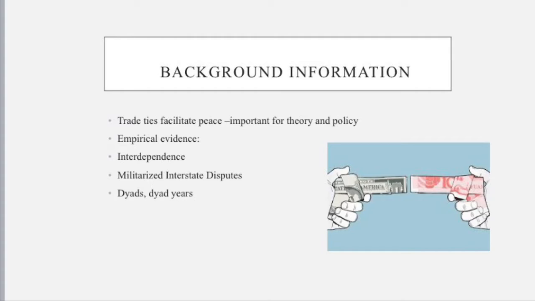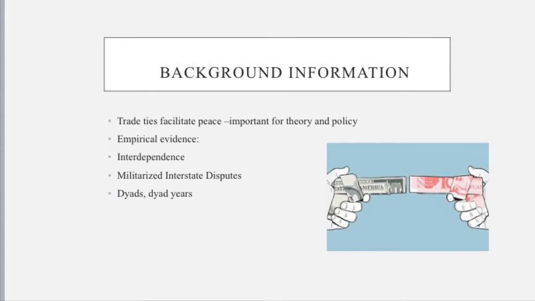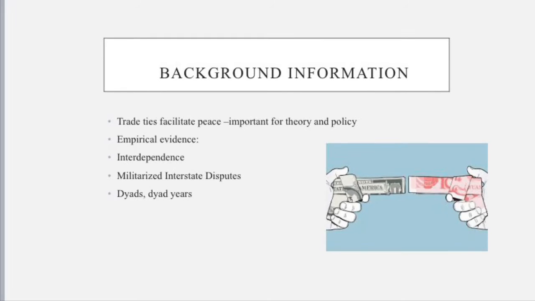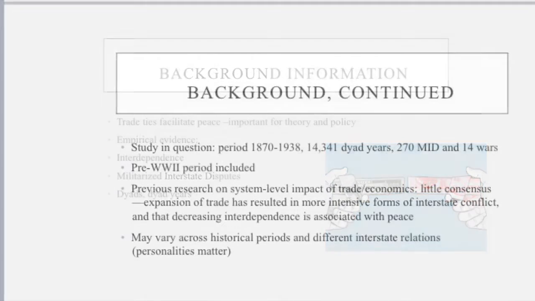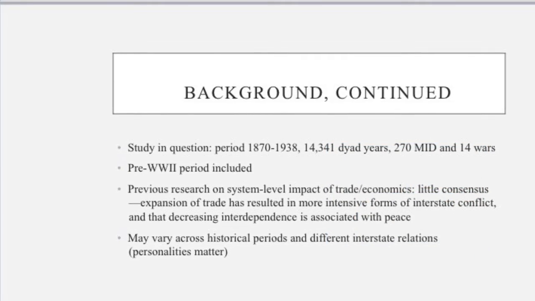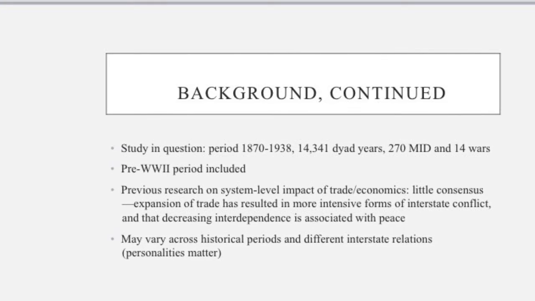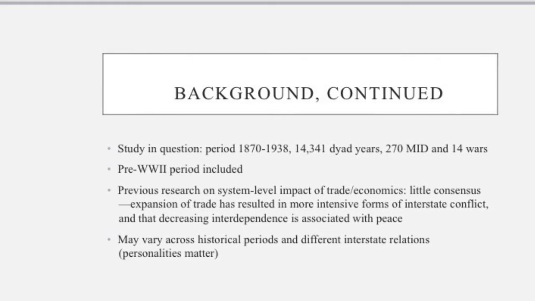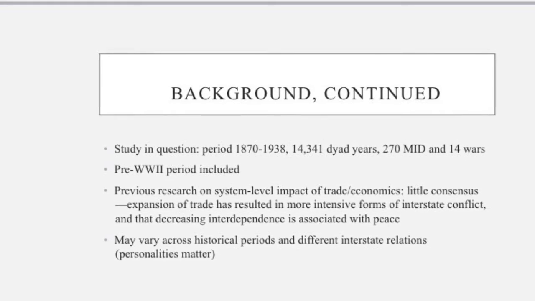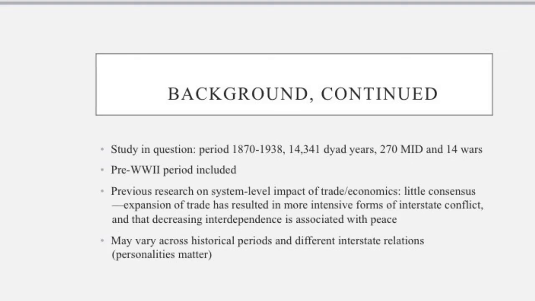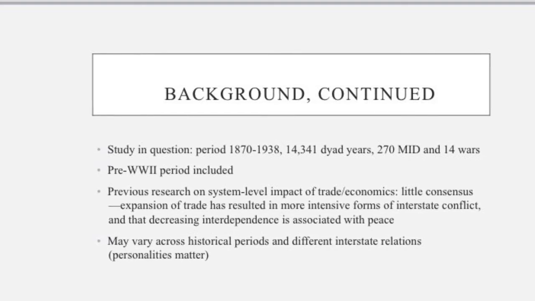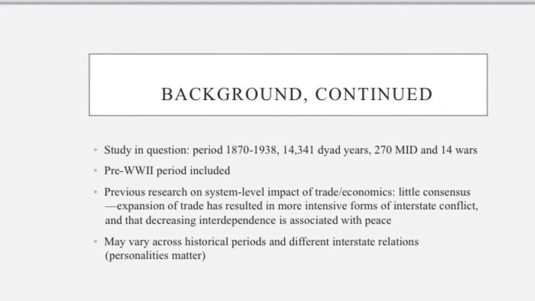So this again is the theory of interdependence, and Catherine Barbieri is testing this, looking at militarized interstate disputes between countries, and every country dyad or pairing for every year that she's looking at is considered a data point. Her study looks at the period between 1870 and 1938. This would mean 14,341 dyad years or data points, and it involved 270 militarized interstate disputes and 14 wars.